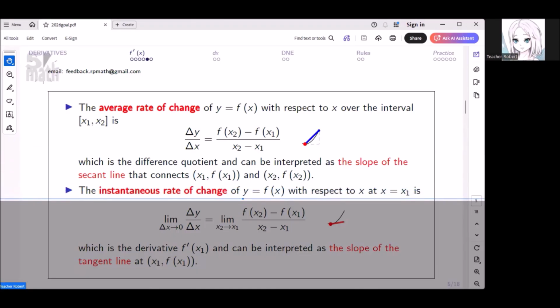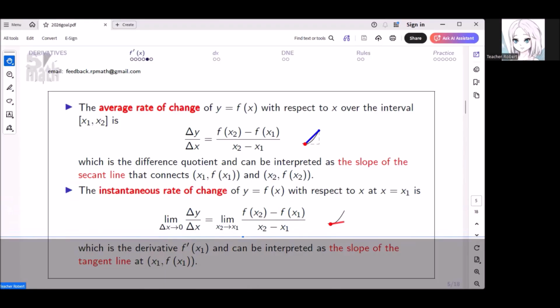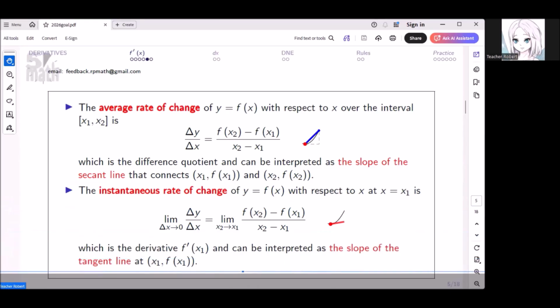The instantaneous rate of change of y equals f of x with respect to x at x equals x1 is the limit as delta x goes to 0 of delta y over delta x, which equals the limit as x2 approaches x1 of f of x2 minus f of x1 over x2 minus x1, which is the derivative f prime of x1 and can be interpreted as the slope of the tangent line at (x1, f of x1).